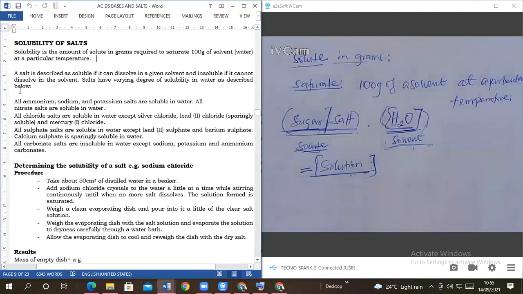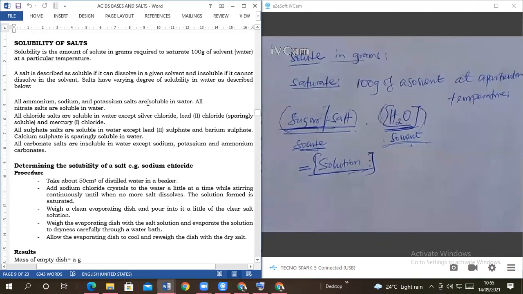Now, we described these salts earlier on. A salt is described as soluble if it dissolves in a given solvent. Insoluble salts don't dissolve in any solvent, they just remain. We looked at examples of ammonium, sodium, and potassium. All their salts are soluble, and all their nitrates. Chlorides, we have a few that don't dissolve: silver, lead, and mercury. Sulfates, we looked at lead and barium, those don't dissolve, the rest dissolve. Calcium just dissolves sparingly. All carbonates do not dissolve except those of potassium, sodium, and ammonium. Those are the only ones.